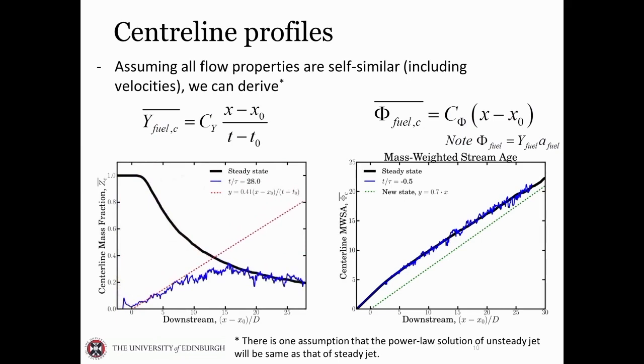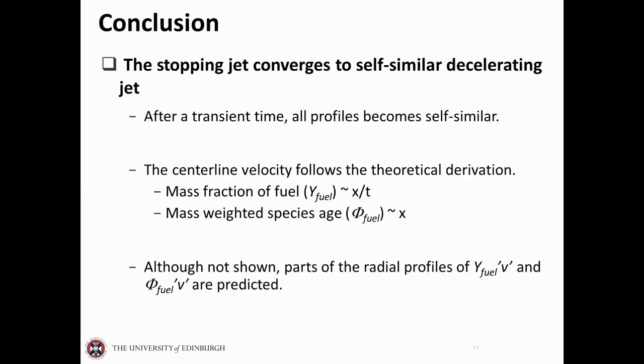And quite interestingly, about the mass weighted species age, quite surprisingly there's no time dependency. So the same applies here. This is our theoretical prediction. Coming from this color, the instantaneous value is slowly converging into the dashed line over there. So I skipped a lot of derivation, but these formulas come from assuming the self-similar profile of the Navier-Stokes equation. Okay.